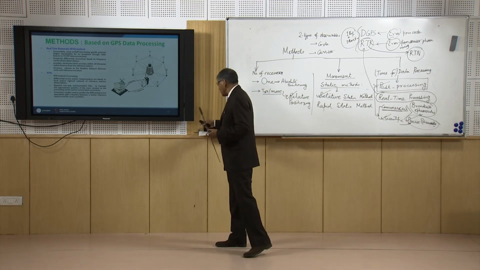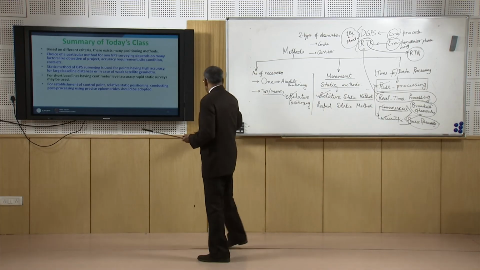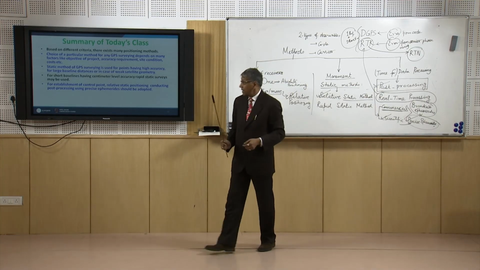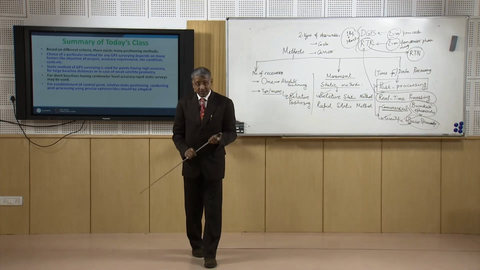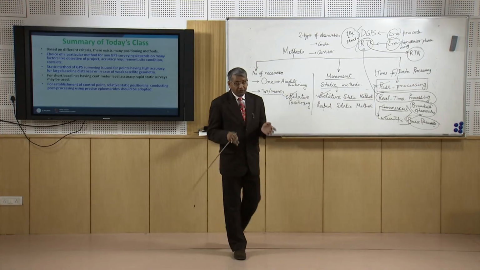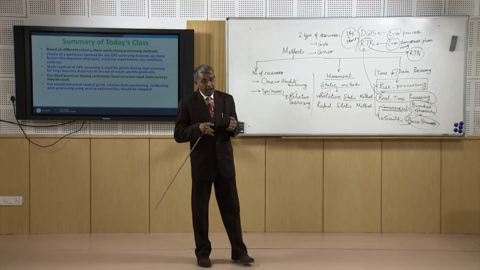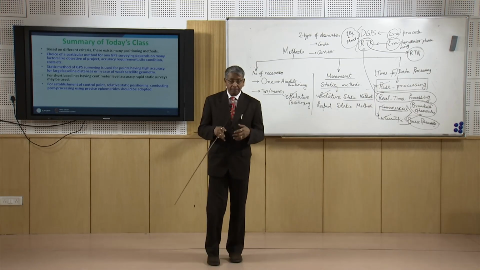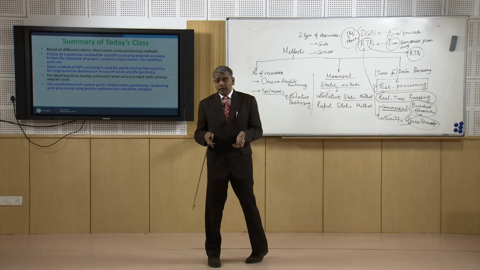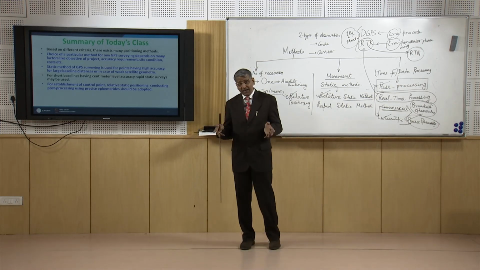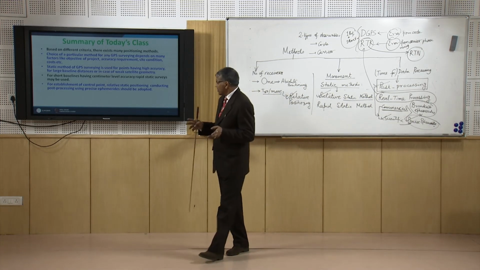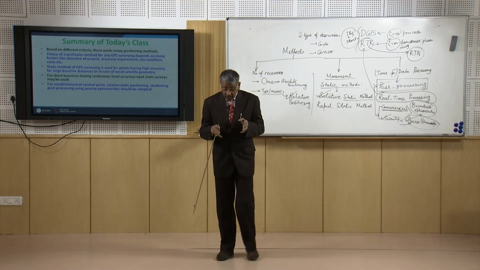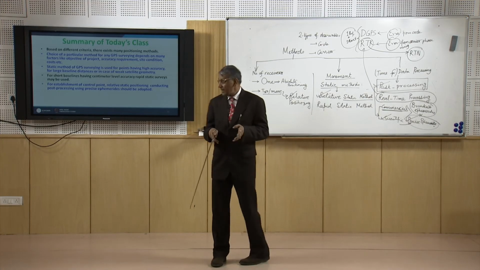So, with this I would like to conclude today's class. Let me summarize: there are different types of GPS positioning methods depending upon the field condition, the number of receivers, the movement of the receiver, and the processing. We do have many methods. However, the choice of any particular surveying method depends on the purpose or the accuracy we would like to have.